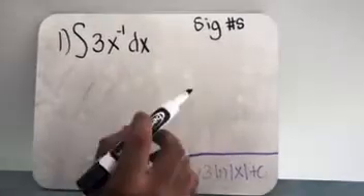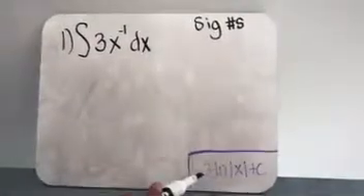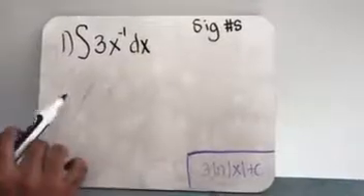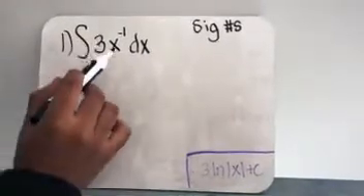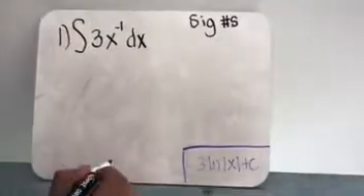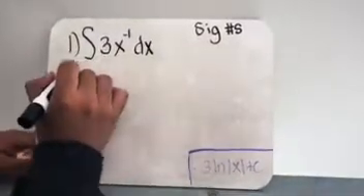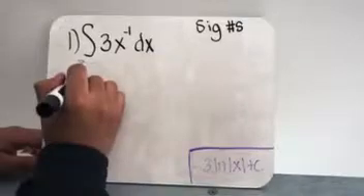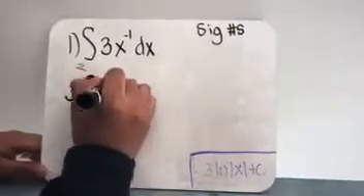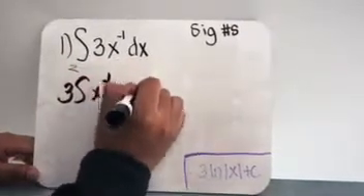So this is SIG number 5 on indefinite integration, and this is problem number 1, which is integrate 3x to the negative 1 power. And the first thing you could do to tackle this problem is move the constant to the outside. So you'll be left with 3 times x to the negative 1 power dx.